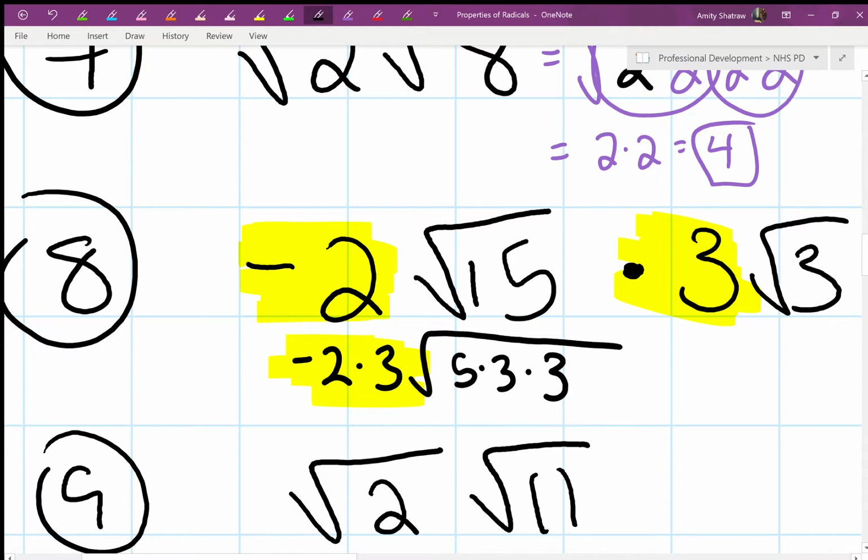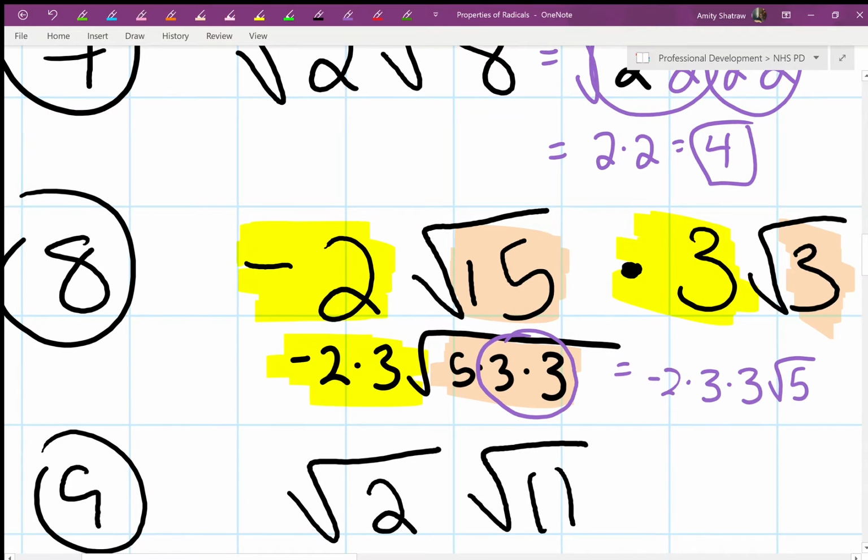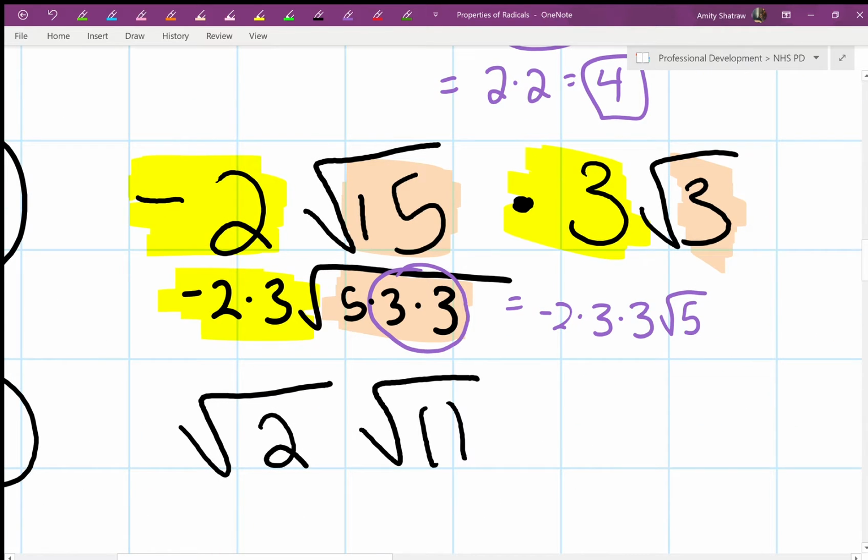And so everybody who was inside of the square root is still inside of the square root, but I broke them apart so I can see who is getting married in my radical house. It's those square roots of 3. So I have a negative 2 times a 3 times a 3, and then I have a square root of 5. And my final answer will be 2 times 3 is 6, times 3 is 18, and so this is negative 18 times the square root of 5.